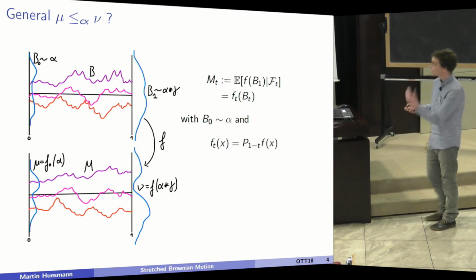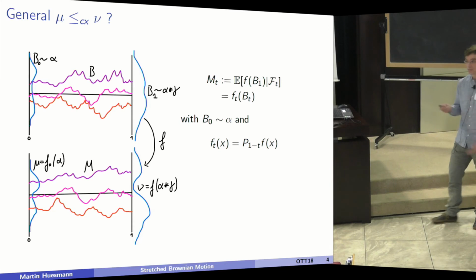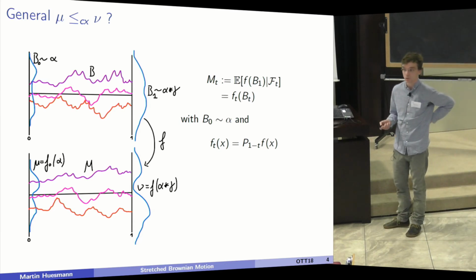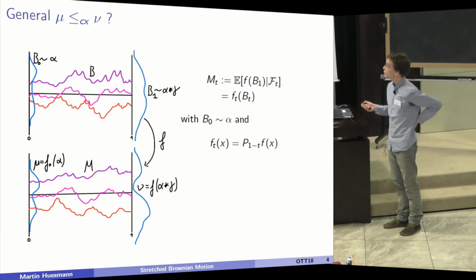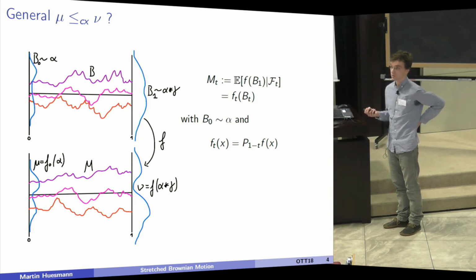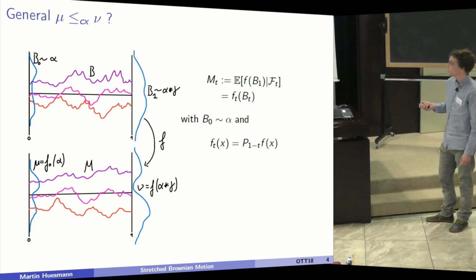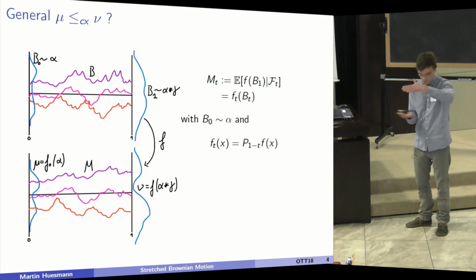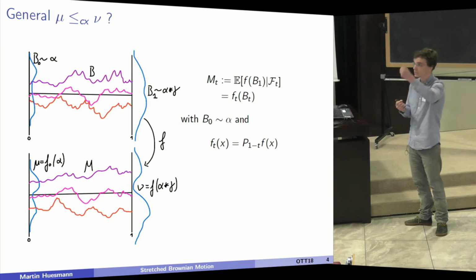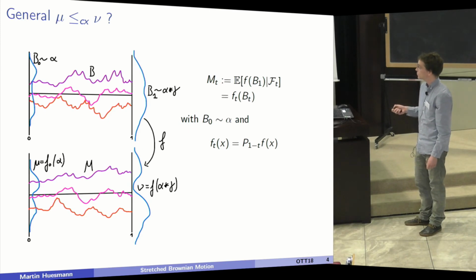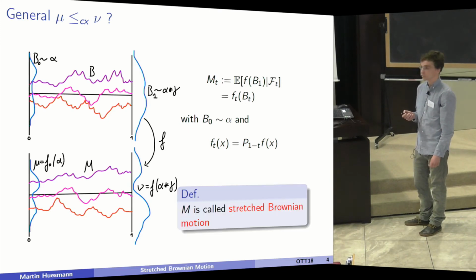So okay, essentially, if you don't like this very vague question from the beginning, the question I want to answer in this talk is whether I can find such an alpha such that for each initial measure mu and target measure nu, I can find an alpha and do exactly this construction. This is a very explicit question, because what I essentially do here is I take the Brownian motion, and I stretch my space with this map f. We call this process stretched Brownian motion.